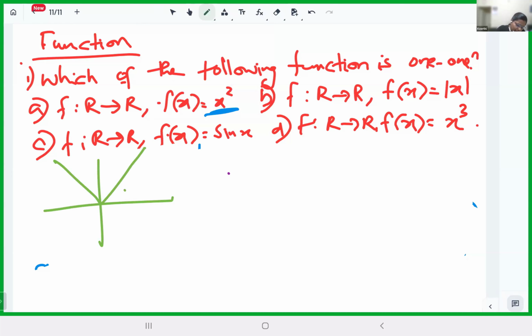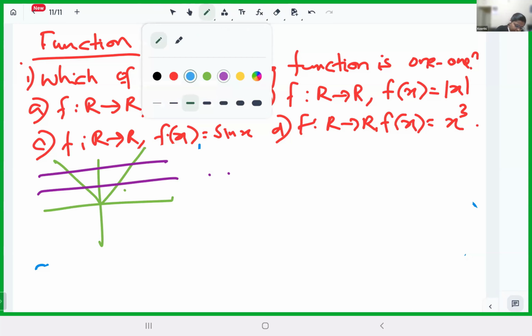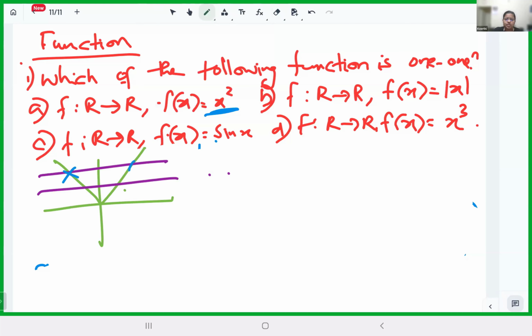So you can check it by our method. That is, if you construct parallel lines to x-axis, horizontal lines to x-axis, you can say that these lines touch the graph in more than one point, right? Here they are intersecting in more than one point. So we can say that it is not 1, 1. So modulus function is not 1, 1. And according to our traditional method, if f of x1 is equal to f of x2, then x1 should equal x2, right? For that, we'll check with examples.